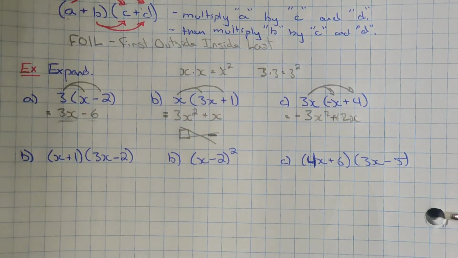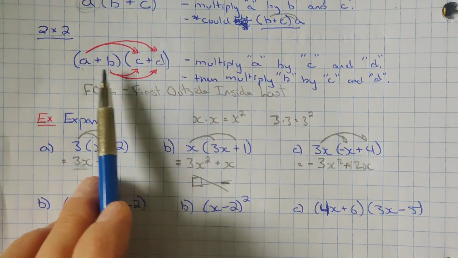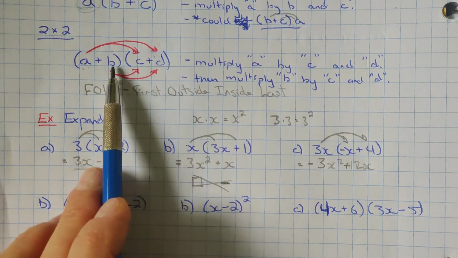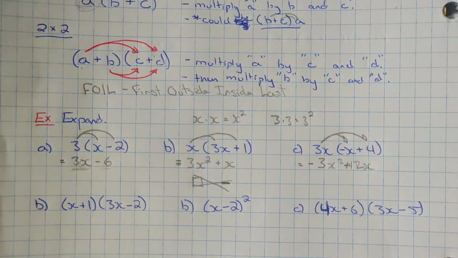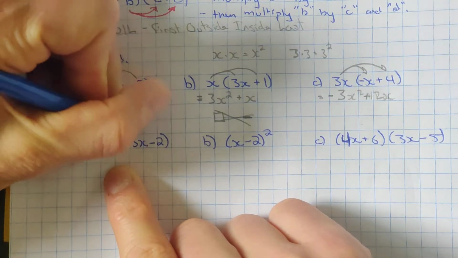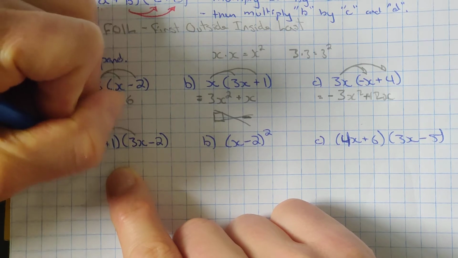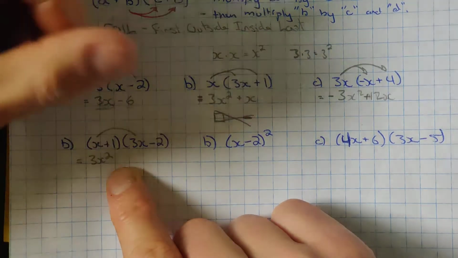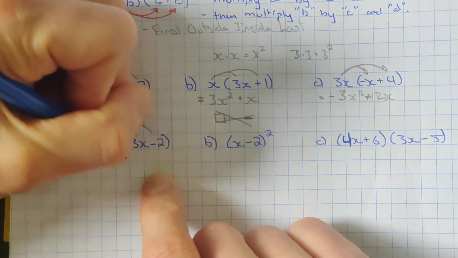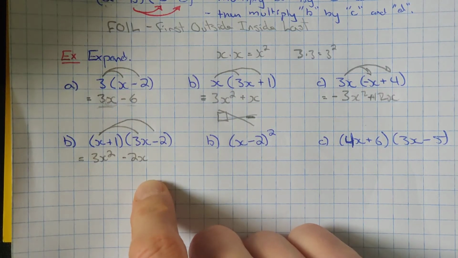The other type that we talked about was the 2 by 2s. So 2 terms by 2 terms. So remember, we take the a value, the first term in the first bracket, multiply it by both, and then take the second value, multiply it by both. So here, we're going to take the x, multiply it by 3x, and that's going to give me 3x squared. And then the x times negative 2 is going to give me negative 2x. So now I've done the first multiplication.